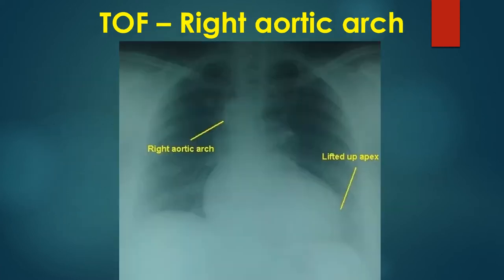The lifted up apex, coeur en sabot, peasant's boot-shaped heart due to the right ventricular hypertrophy is seen well in this chest X-ray PA view. The right-sided aortic arch is seen indenting the tracheal air column on the right side. There is mild cardiomegaly and right atrial enlargement as well in this adult person with tetralogy of Fallot and associated inferior wall myocardial infarction. The lung fields are oligemic due to the right ventricular outflow tract obstruction in tetralogy of Fallot. Tetralogy of Fallot is the commonest cause of right aortic arch in an adult.